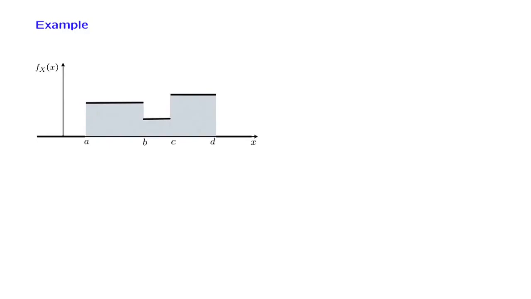Let us now look at an example. Consider a piecewise constant PDF of the form shown in this diagram. Suppose that we condition on the event that x lies between a plus b over 2, which is here, and b. So we're conditioning on x lying in this particular red interval. What is the conditional PDF?